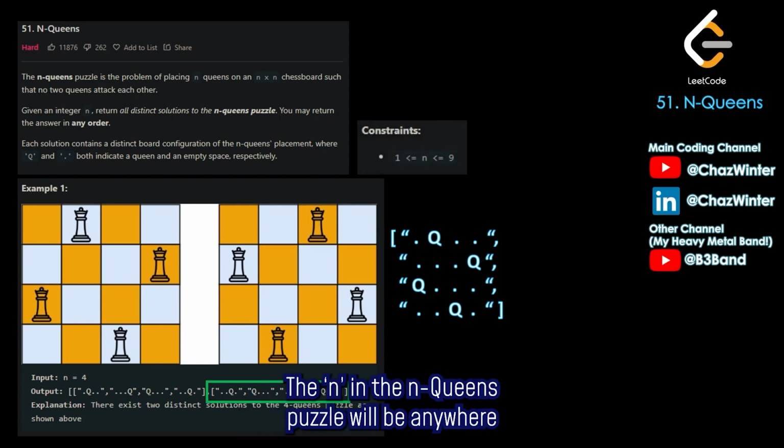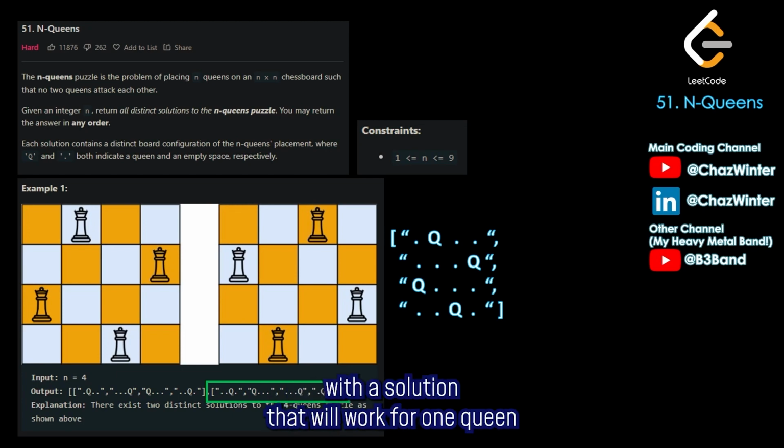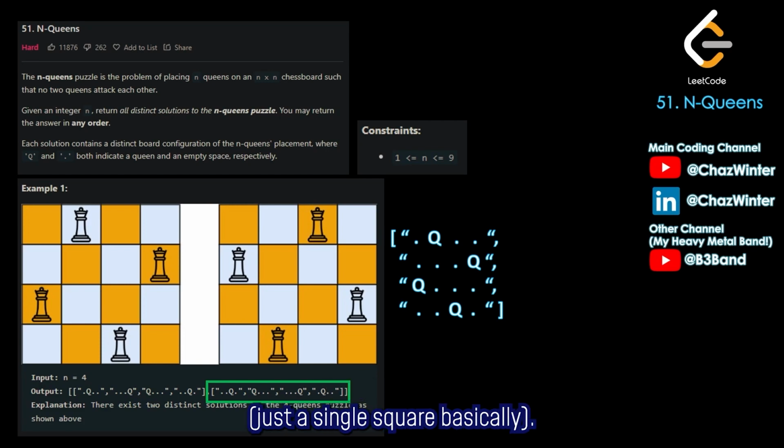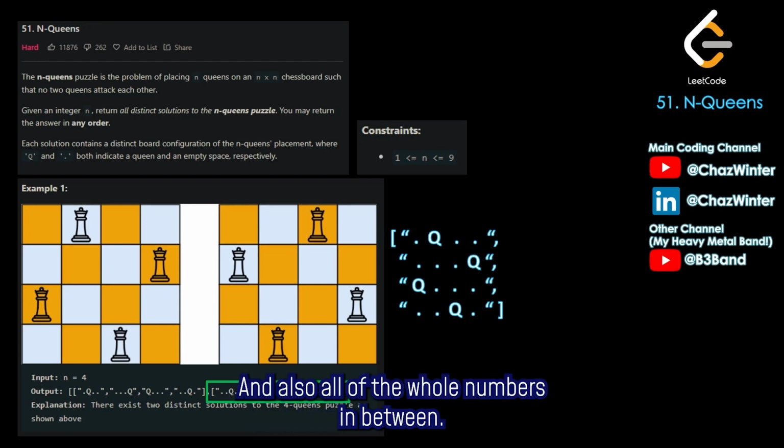The N in the N Queens puzzle will be anywhere between 1 and 9, including those values. So we need to come up with a solution that will work for 1 queen on a 1 by 1 board, just a single square basically, and also 9 queens on a 9 by 9 chessboard, and also all of the whole numbers in between.